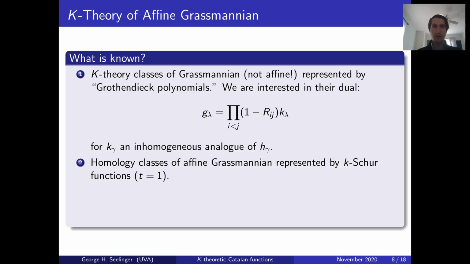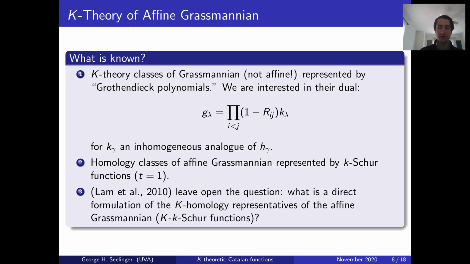But importantly, Lam, Schilling, and Shimozono studied the K-homology classes of the affine Grassmannian, which are called K-k-Schur functions, but they did not provide a direct formulation. Rather, they just defined them as some dual basis to another basis in the K-theory, and this left a lot of open conjectures because it's hard to work with such a definition. It's very inexplicit, and so you can't really easily compute a lot, and it makes it even harder to prove things about specific K-k-Schur functions.